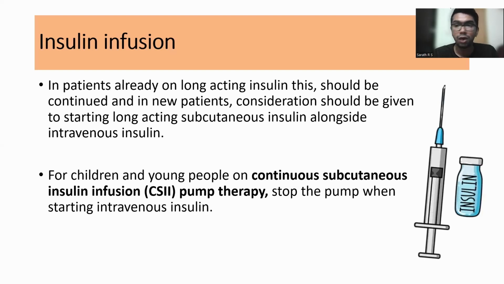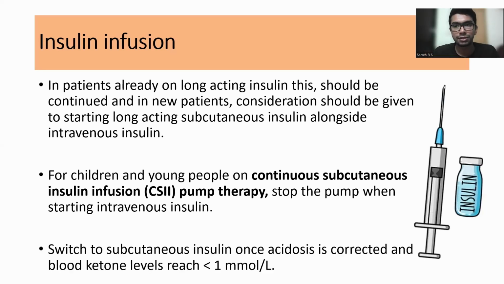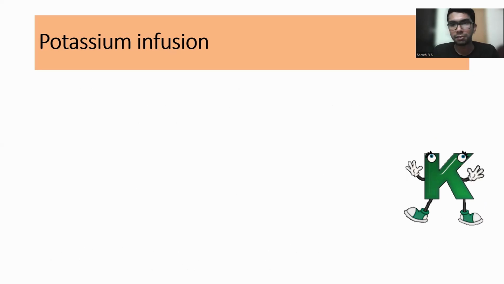The children who are on continuous subcutaneous insulin infusion therapy, stop the pump when starting the insulin infusion. When the acidosis is corrected and the pH is almost normalized and the child is now free of any severe symptoms, you can start subcutaneous insulin. When you start subcutaneous insulin, you have to run the insulin drip for another 1 hour so that rebound hyperglycemia does not occur. Coming to potassium infusion.